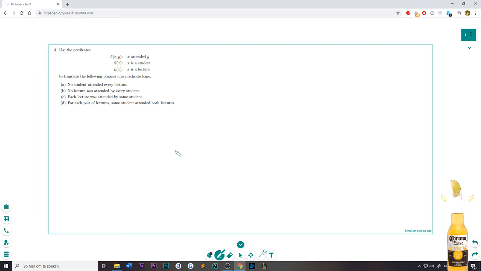Right, so for each pair of lectures, some student attended both lectures. Because of "for each", we know we're going to have something with the universal quantifier sign, but it's a pair of lectures, so we're going to have some Y, and we're also going to have some Z, right? So this is a pair of lectures.